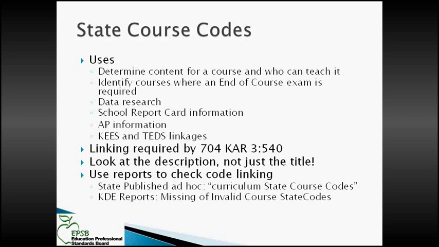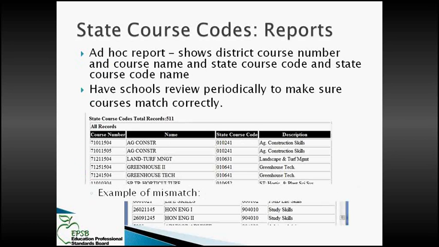There's a state published ad hoc and then a KDE report, both of which can help you find errors with that state course code linking. This is the ad hoc report. It shows the district course number and district course name, and then the state course code and the title that goes with that state course code. You want to have schools review this periodically to make sure that they match. Here's a good example of a mismatch. This course right here, the school is calling Honors English 1. But the state course code for this course is Study Skills, which is clearly not Honors English 1. So you want to make sure that that is linked appropriately.